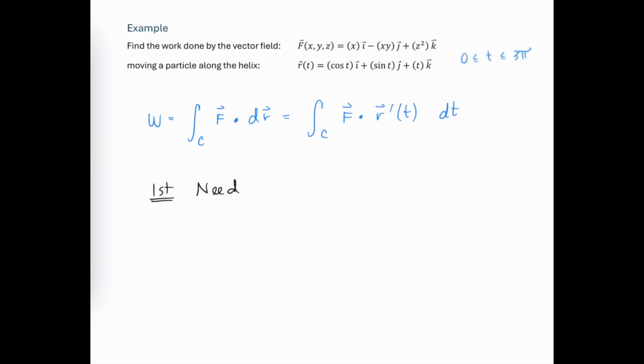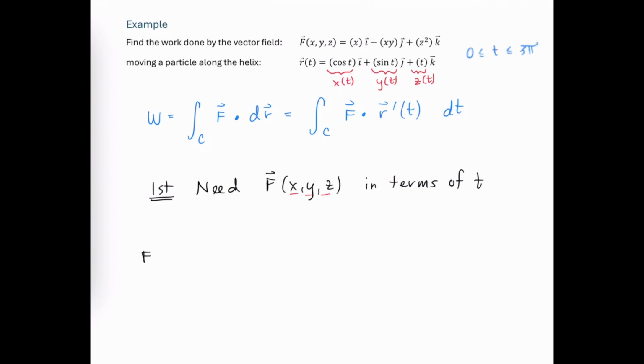So the first thing that we need to do is to write our force vector field function in terms of t. And we do that by looking at the position vector function to get the parametric equations for x, y, and z. So this is our parametric equation for x, this is our parametric equation for y, and this is our parametric equation for z. And then we plug these parametric equations in for x, y, z in the force field function.